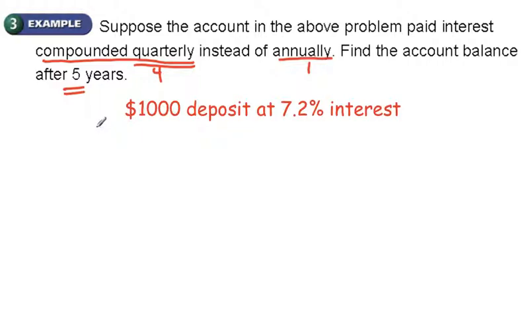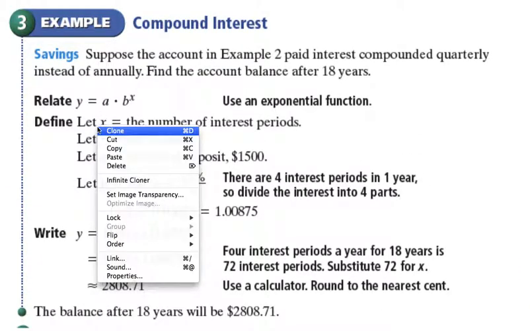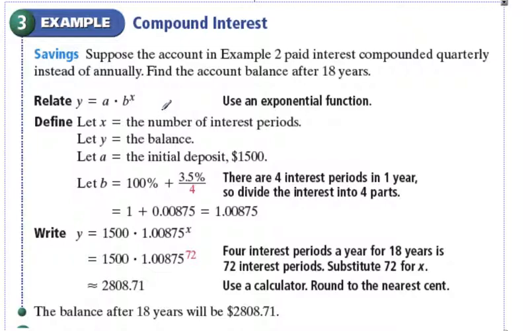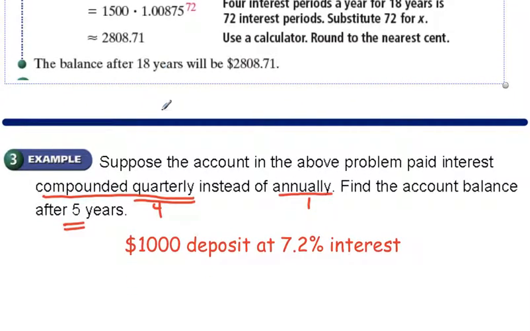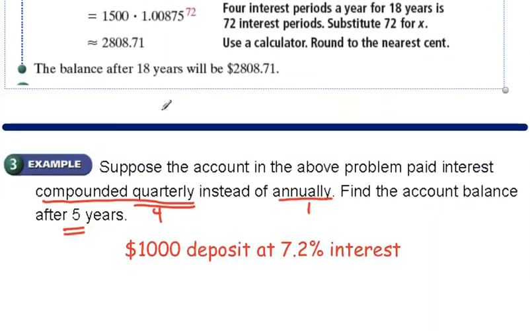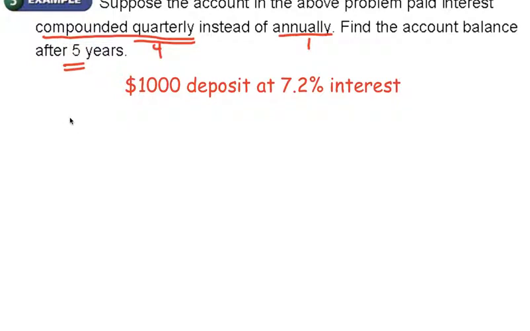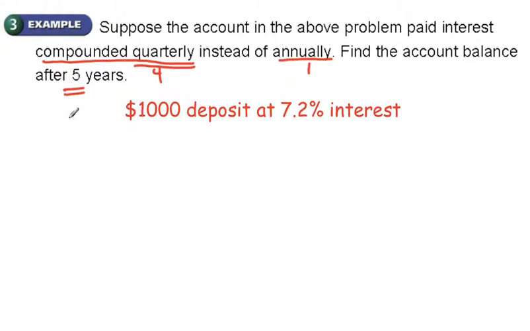Okay, so double checking. We're just going to go with this $1,000 deposit at 7.2% interest, because it was the problem from the earlier screen, from example 2. So this is our starting amount, this is our interest rate, and I'm going to convert this to a decimal.